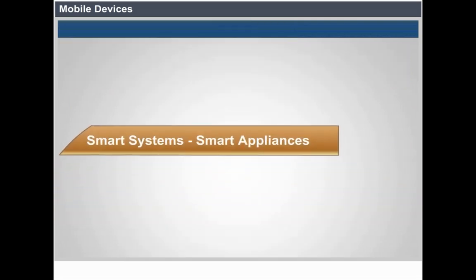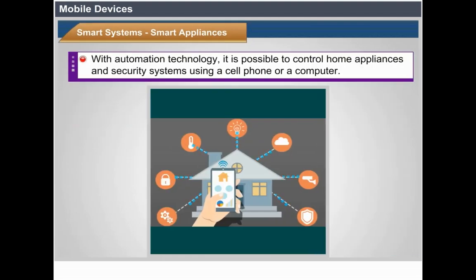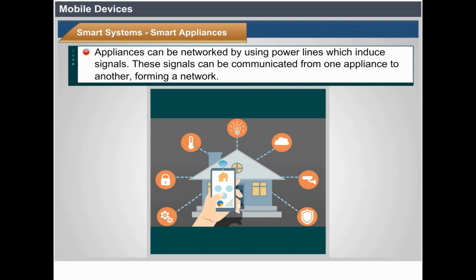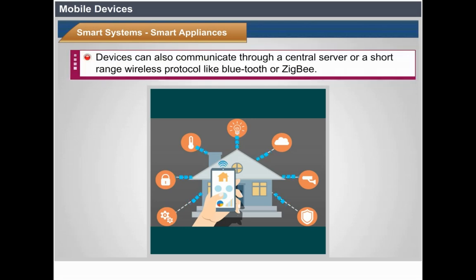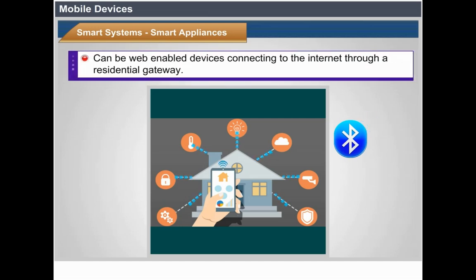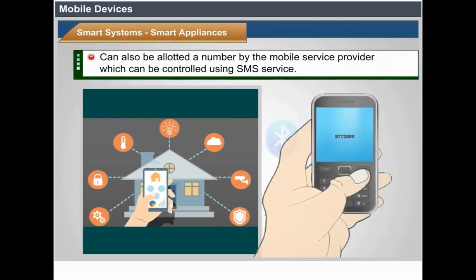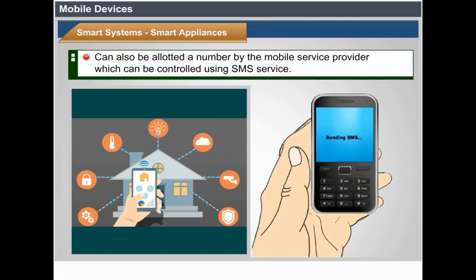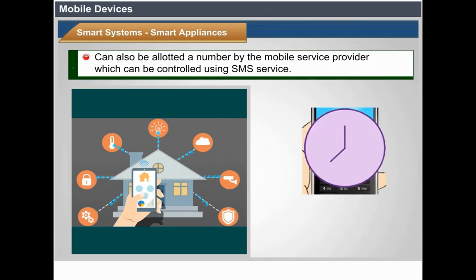Smart systems, smart appliances. With automation technology, it is possible to control home appliances and security systems using a cell phone or computer. Appliances can be networked using power lines which induce signals. These signals can be communicated from one appliance to another, forming a network. Devices can also communicate through a central server or short-range wireless protocols like Bluetooth or Zigbee. They can be web-enabled devices connecting to the internet through a residential gateway, or be allotted a number by the mobile service provider and controlled using SMS service.